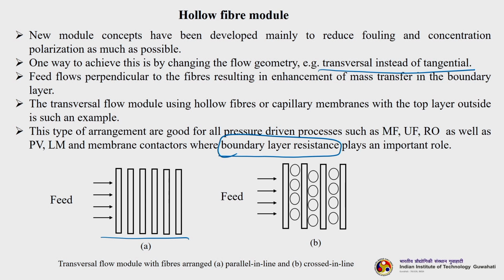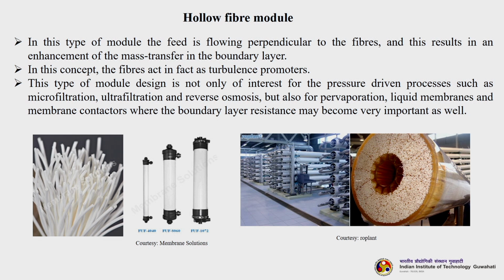Then in such systems, we can go for this type of transversal flow instead of the tangential flow. So, in this type of module, the feed is flowing perpendicular to the fibers. So, this results in an enhancement of the mass transfer in the boundary layer, and fibers act in fact as turbulence promoters. As we have discussed earlier in one of the plate and frame types, when we are providing a feed spacer, that is actually creating turbulence. So, here also the fibers themselves act as turbulence promoters.